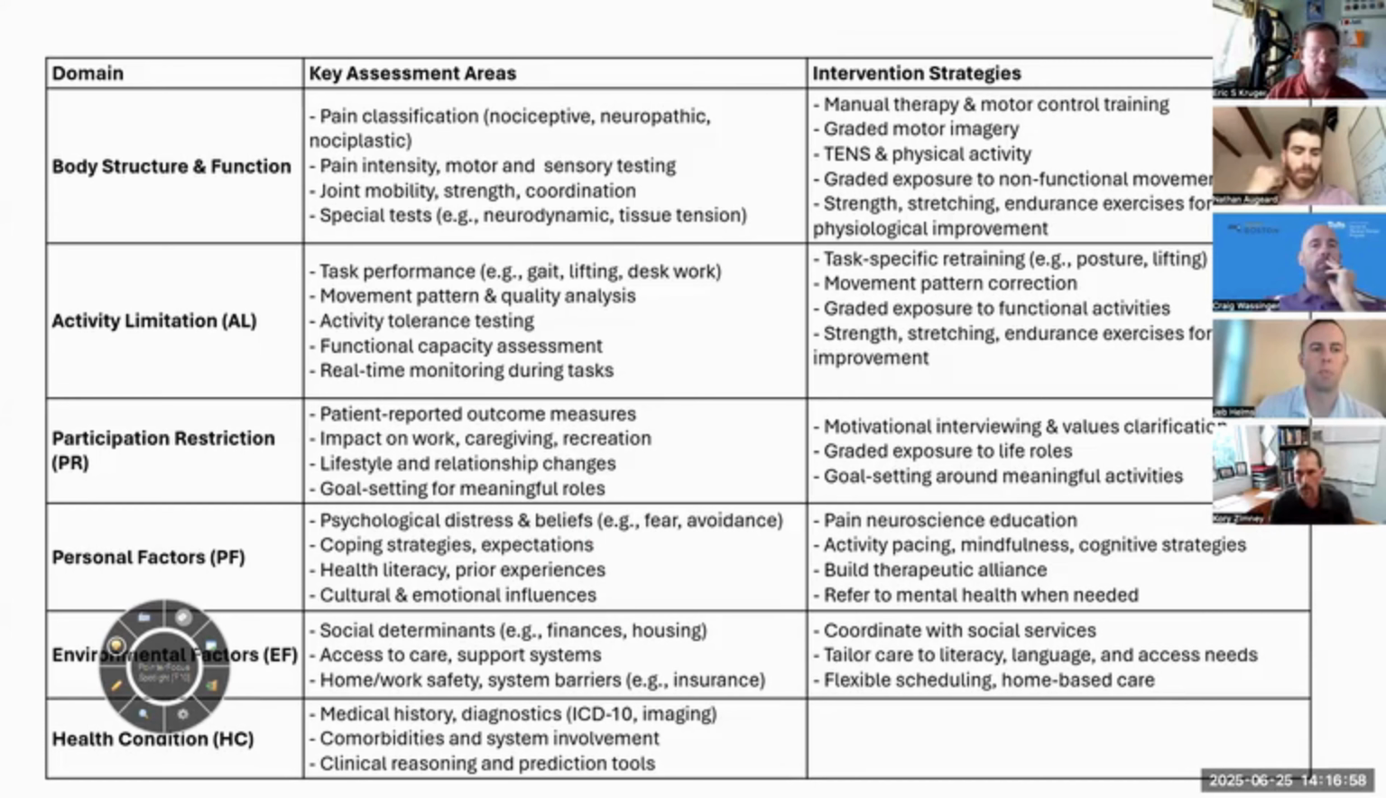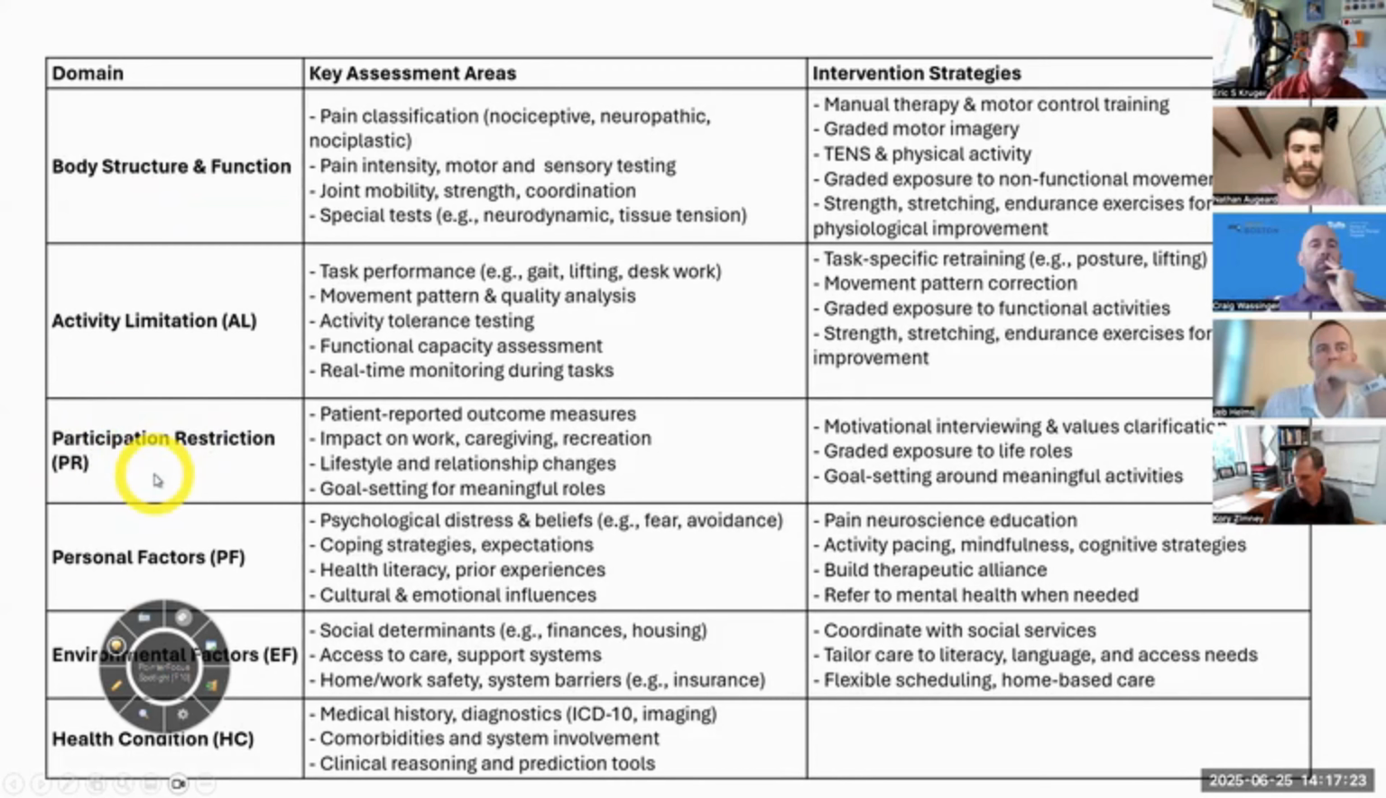So body structure function is that area of the ICF model that deals with kind of physiology and anatomy. Activity limitations are sort of task performances in a controlled setting, if you want to think about that. It's like sit to stand, go up and down stairs in the clinic. Things that you might test in the clinic, but are more functional in nature. Participation restrictions are things out in the patient's lived experience.